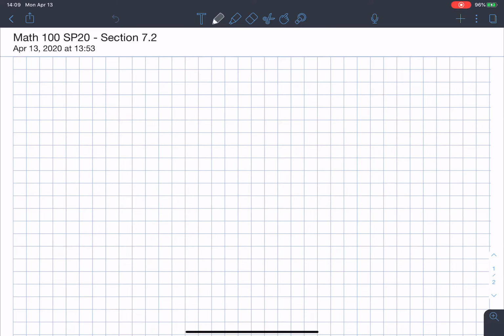Okay, so welcome to 7.2, which is the golden ratio, and the Fibonacci sequence.